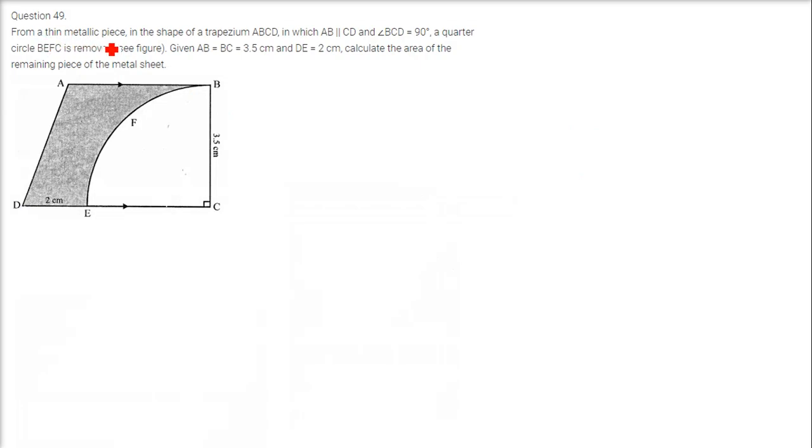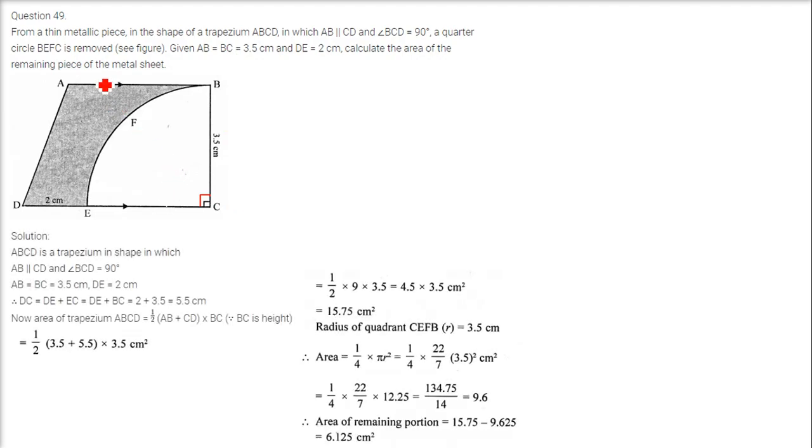From a thin metallic piece in the shape of a trapezium ABCD, in which AB is parallel to CD, this angle BCD is 90 degrees. A quarter circle BC, which is actually a quadrant, is removed. Given AB and BC are 3.5, so this is 3.5, this is 3.5, and DE is 2. Calculate the area of the remaining piece of the metal sheet.